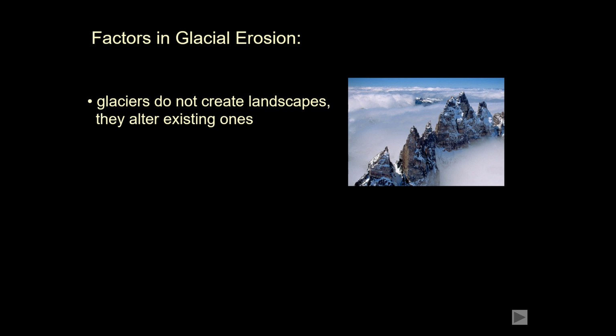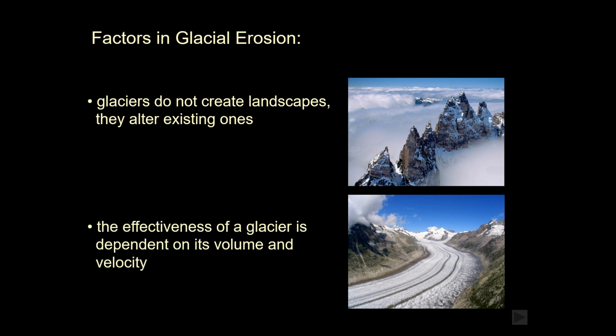So when you look at a peak like this, these minarets, imagine this as a rounded mountain at one time that was modified by glaciers, where glaciers came along later and removed a lot of material and really sharpened the peak and made it more dramatic looking. The second thing to point out is the effectiveness of a glacier is dependent on its volume, how much material is being carried, and its velocity or speed.